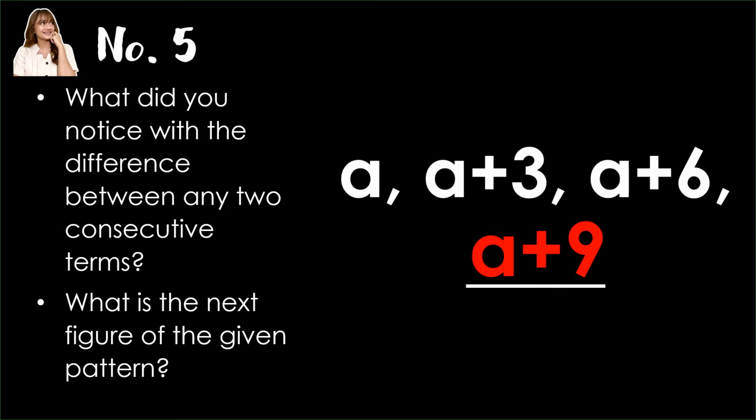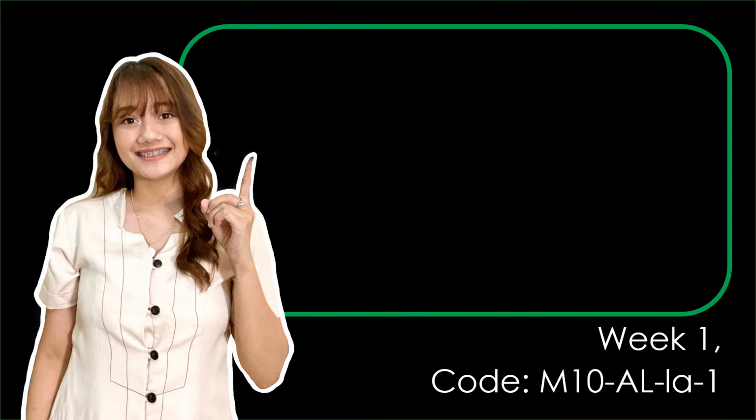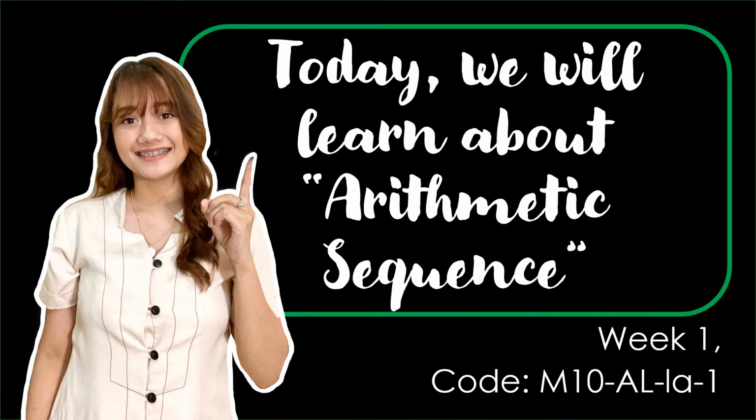The next term of the given pattern is a plus 9. Observe that the given figures increase by 3. So the answer will be a plus 9. Now, based on our activity, what do you think will be our lesson for today? Our lesson for today is about arithmetic sequence.